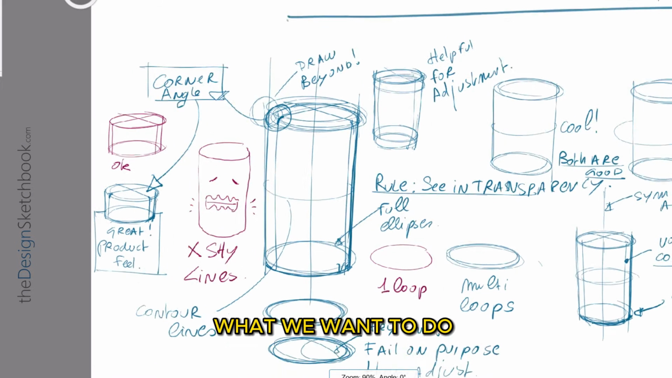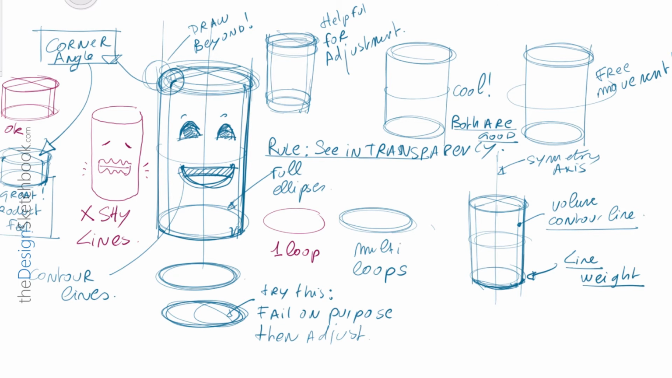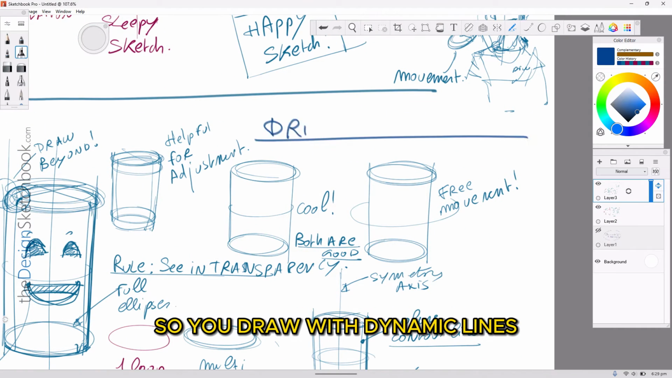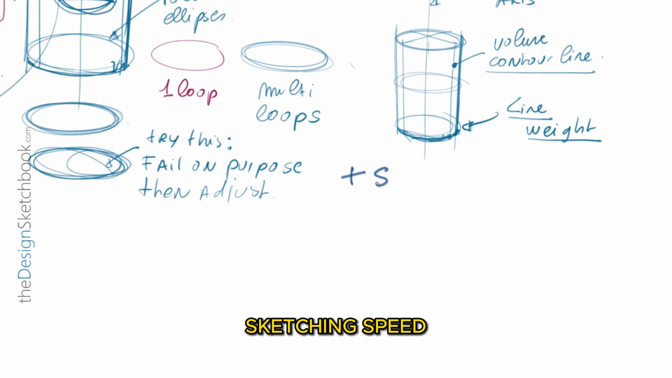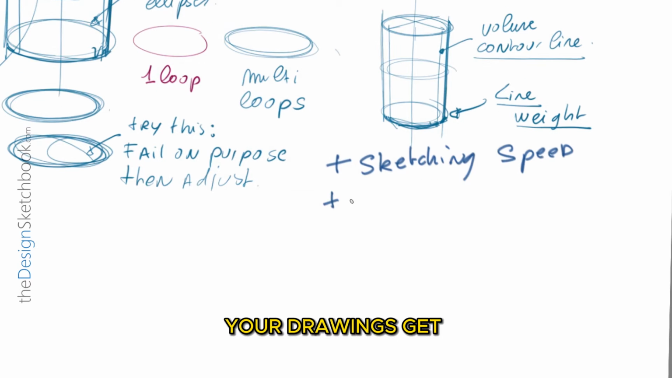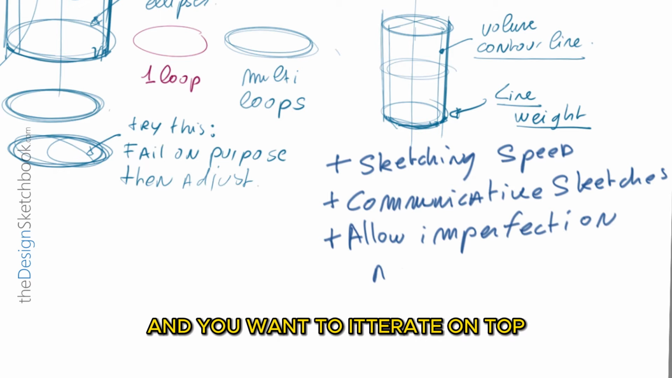So once again, what we want to do is to create some happy sketches, something that actually is more lively. So you draw with dynamic lines, okay? The benefit of this is you gain some sketching speed. Your drawings get also more communicative, and also it allows you to draw with imperfection. You don't look for perfection and you want to interact on top.